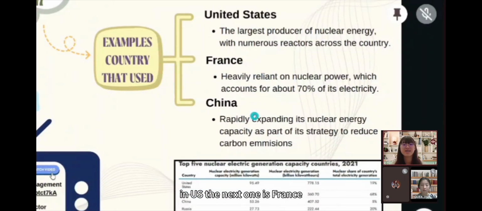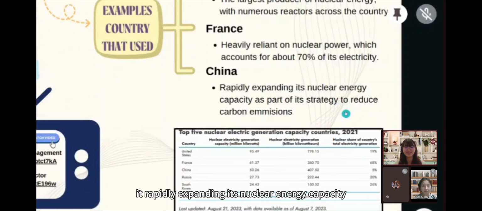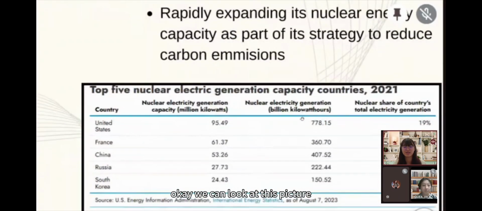The next one is France. It is heavily reliant on nuclear power, which accounts for about 17% of its electricity. The next is China. It is rapidly expanding its nuclear energy capacity as part of its strategy to reduce carbon emissions.